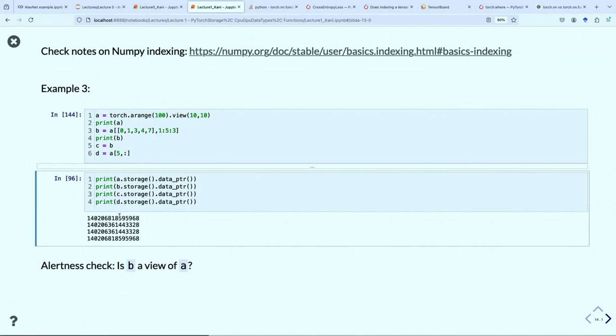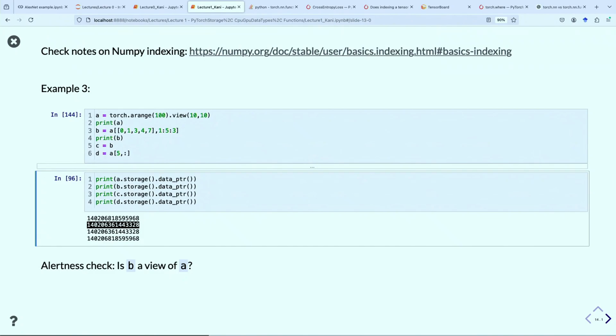In fact, if we take a careful look at the data pointer right here, we see that the data pointer is very different between A and B. It's not even an offset. It's just a significantly different data pointer. And so B is definitely not a view of A.